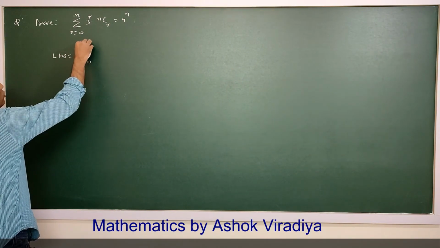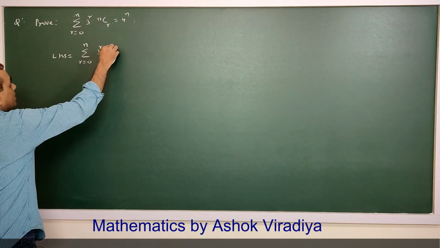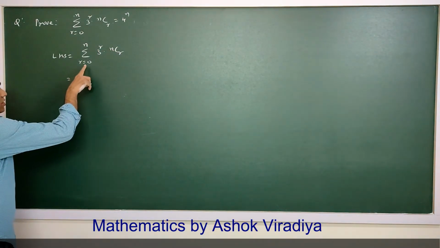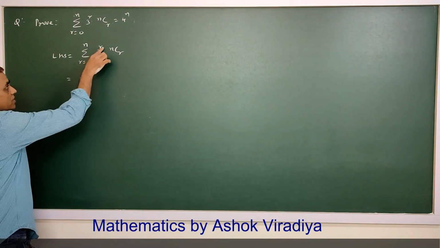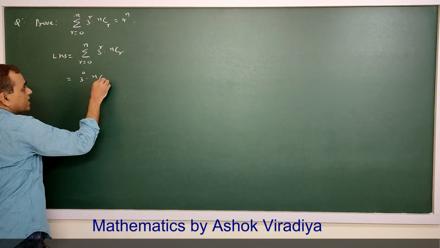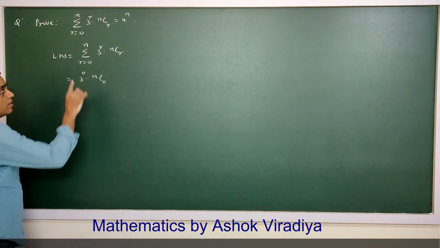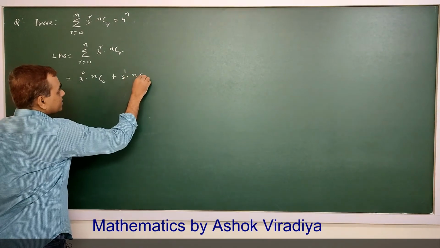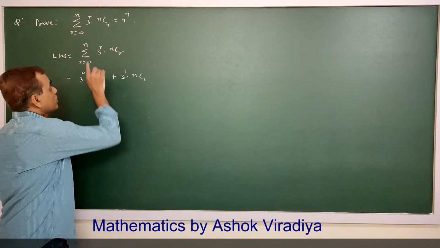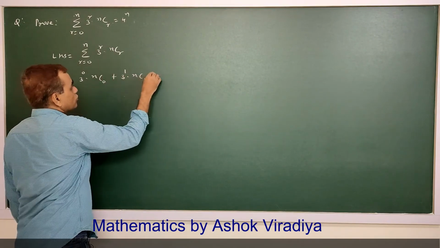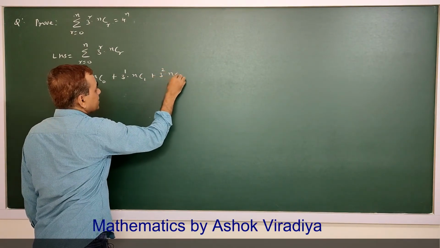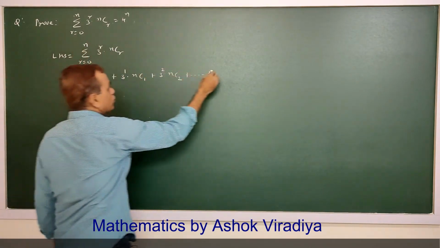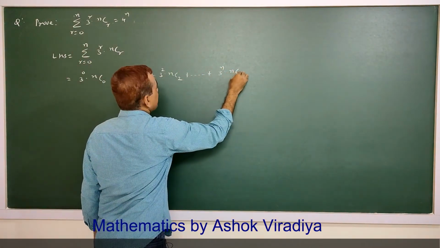So putting r equal to 0, first term is 3 raised to 0 nC0. Put r equal to 1, 3 raised to 1 nC1. Put r equal to 2, so 3 raised to 2 nC2. So continuing this, last value of r is n, so 3 raised to n nCn.